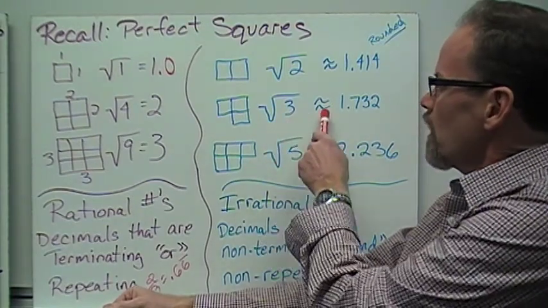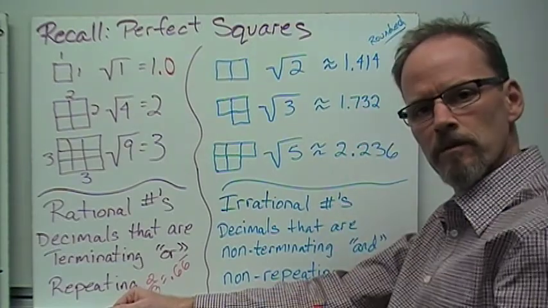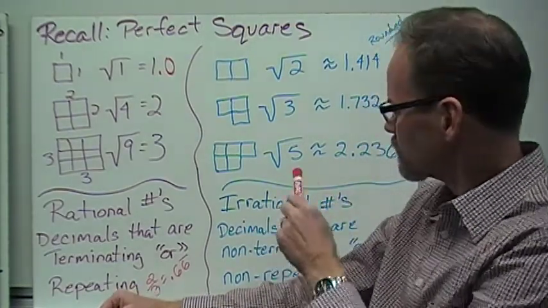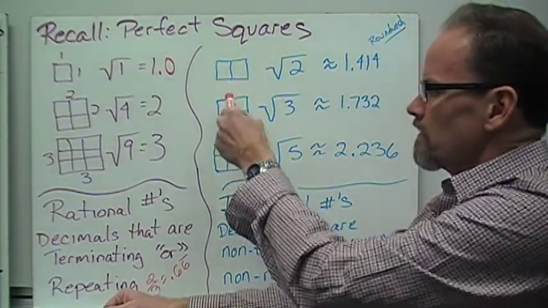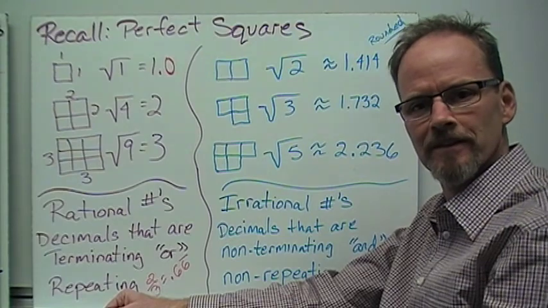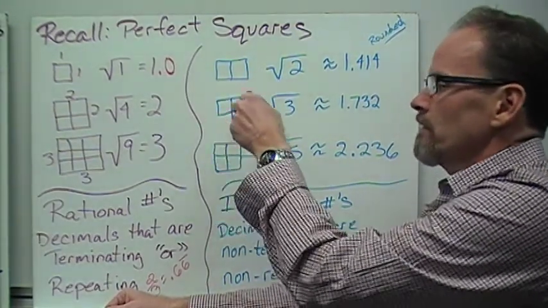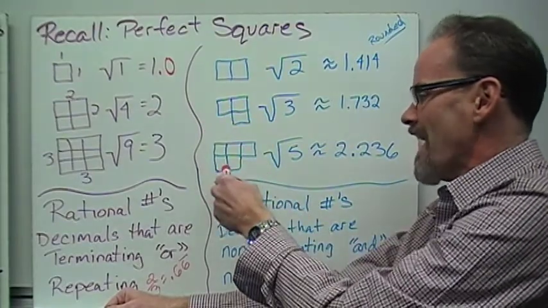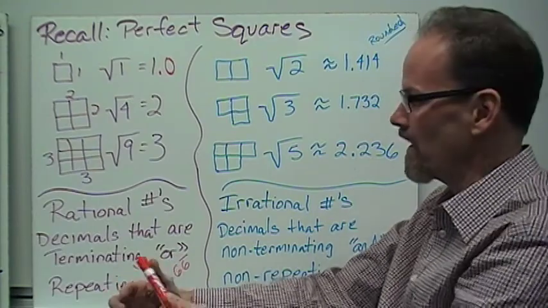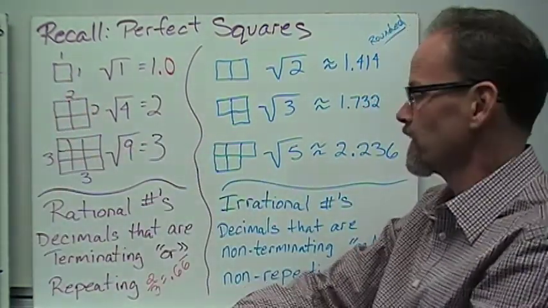Square root of 3, approximately 1.732. And remember, this thing is going to go on. The decimal is going to go on forever. Notice these are not perfect squares. They're just squares put on there. That's a rectangle. That's not. Neither is that. So five blocks put together, there's no way I can make it look as nice as one of these perfect squares over here.